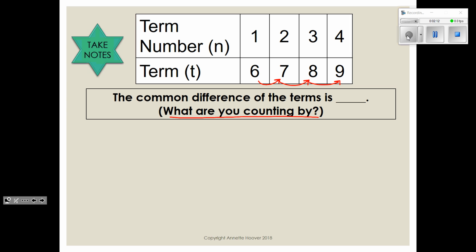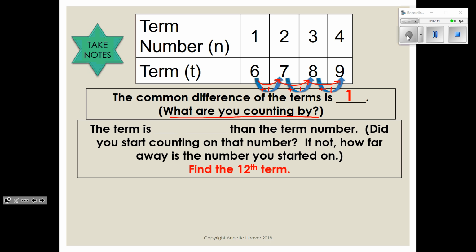Now, for this to be an arithmetic sequence, it has to be adding or subtracting the same number each time. So when we check this, we see that each time it's going up by a positive 1. That's called the common difference. That's the first question you're going to ask yourself and figure out: is it going up or down by the same number each time? And if it is, what is that number?